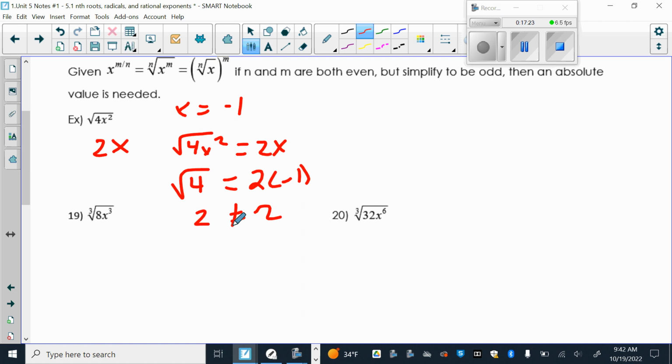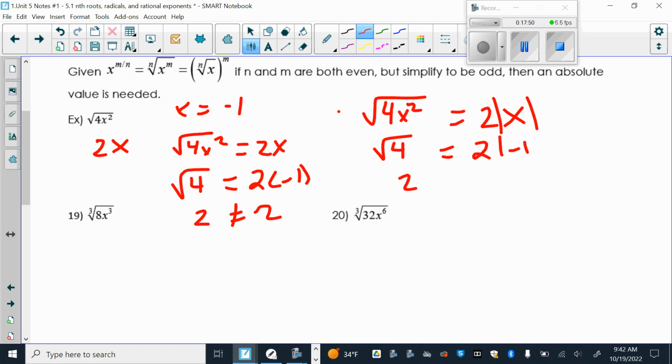So what we do is when we have an even root with an even exponent, both are 2, that simplify to be odd, x is now to the first power, we have to add absolute values around that. So in this case, if let's say x were to be negative, we would get the square root of 4, which is 2, and here we would have 2 times the absolute value of negative 1, which is 2 times positive 1, which is now 2. And now we have a true statement.